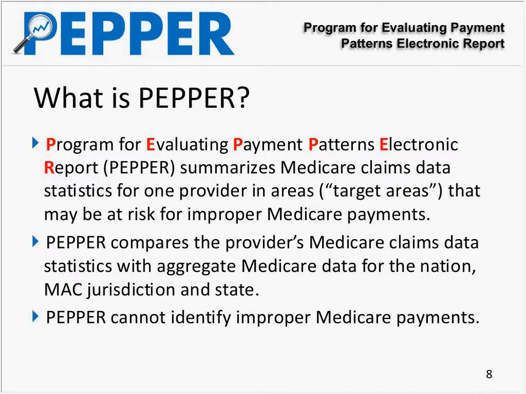I also want to stress that the PEPR cannot identify improper Medicare payments. Those can only be confirmed through a review of the medical record, the documentation, comparing that with the information that was submitted on the claim. So remember, the PEPR is simply a comparative data report summarizing your claims data, and it cannot identify the presence of improper Medicare payments.